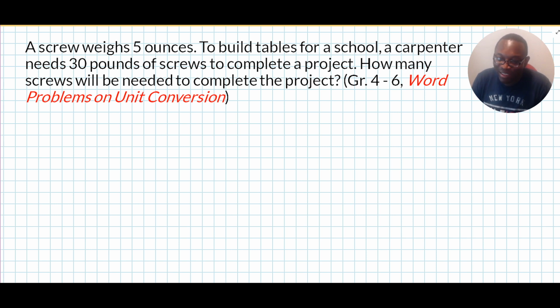Well, we're going to do math today, Aaron. A screw weighs 5 ounces. To build tables for a school, a carpenter needs 30 pounds of screws to complete the project. How many screws will be needed to complete this project?